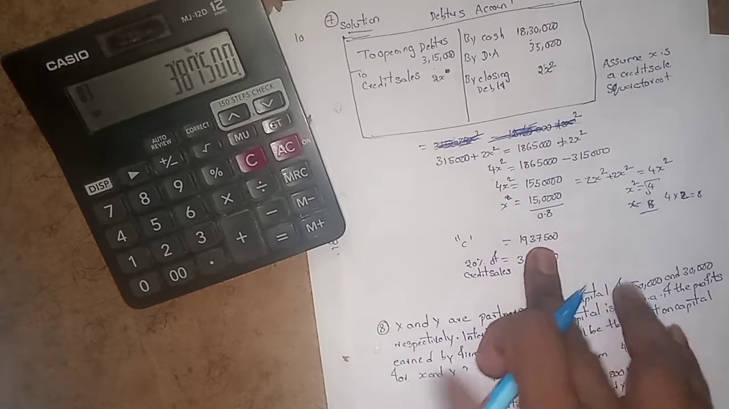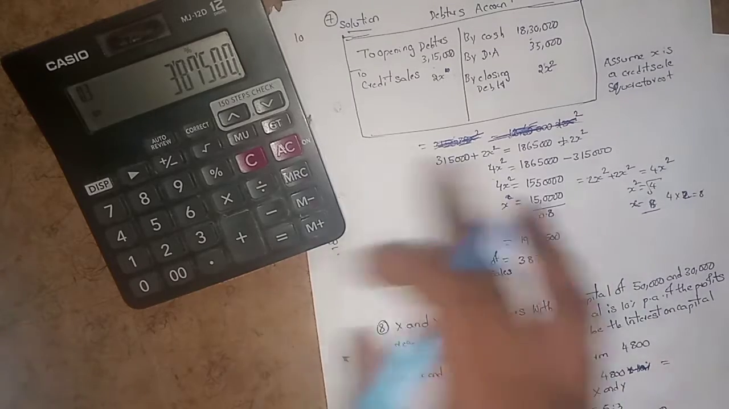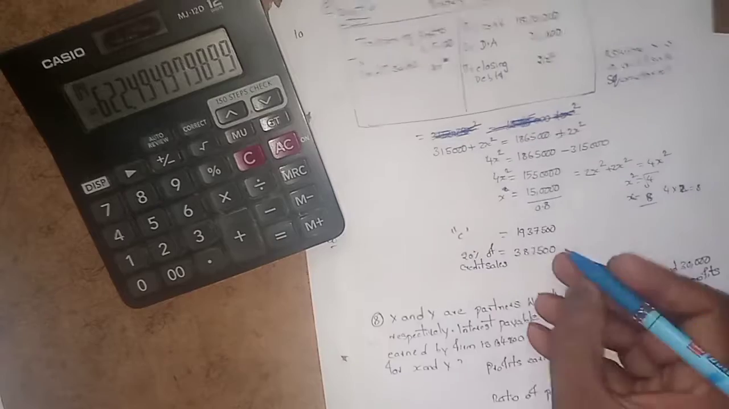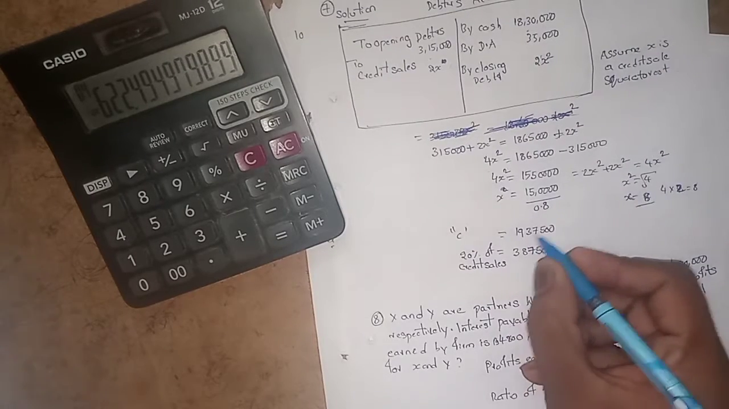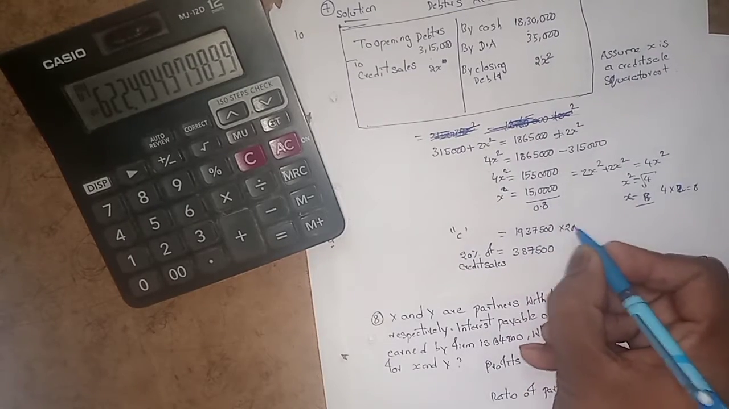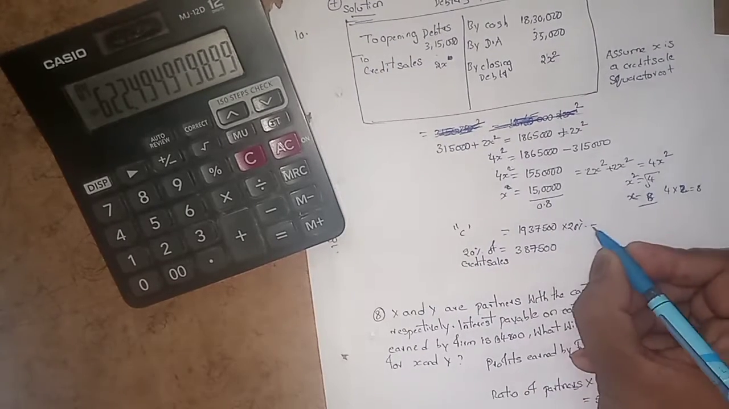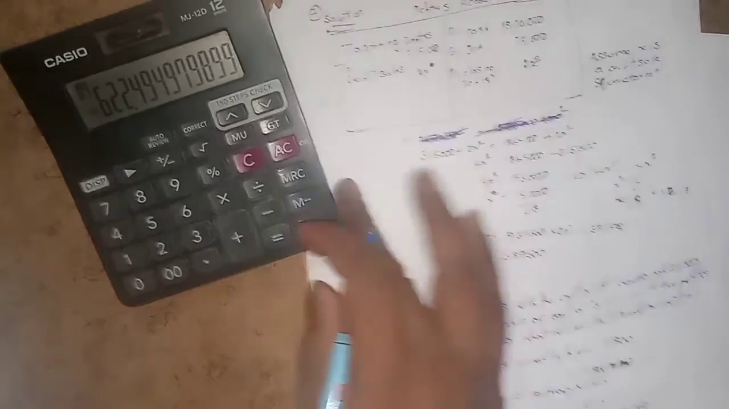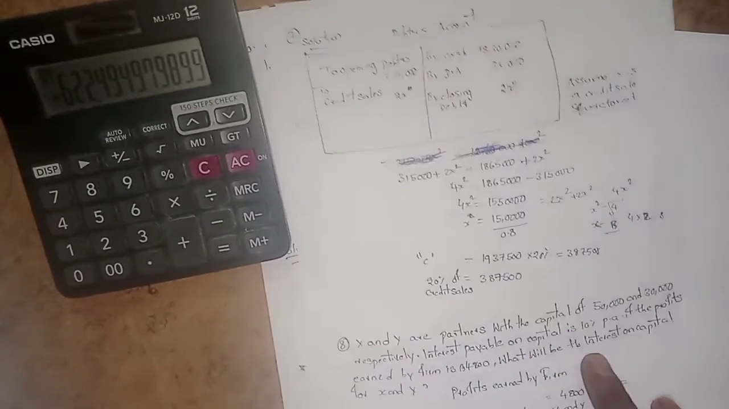Finally, closing debtors we need to calculate here on credit sales. Whenever credit sales are available, we calculate easily. So credit sales is 19,37,500 at 20%, that is equal to 3,87,500. So 3,87,500. This is the problem.